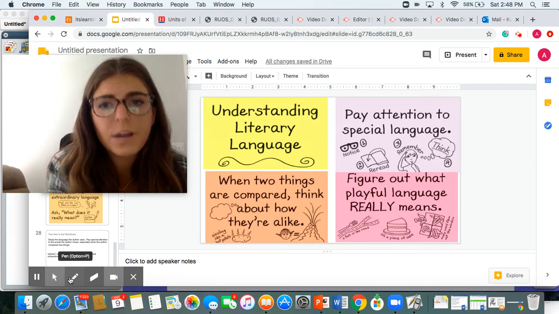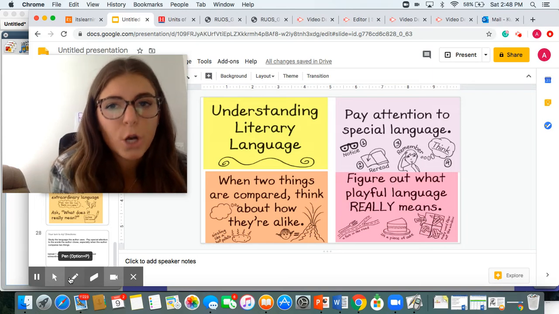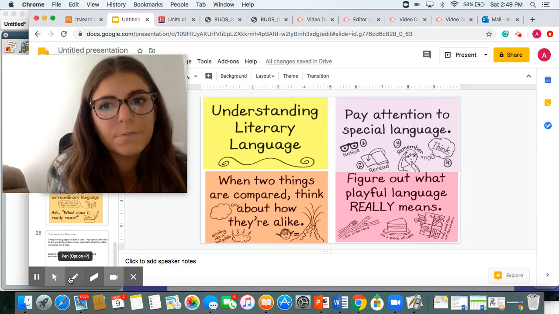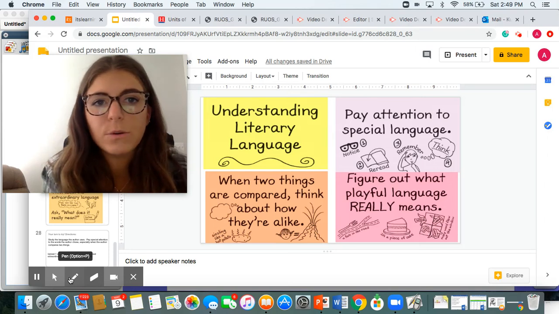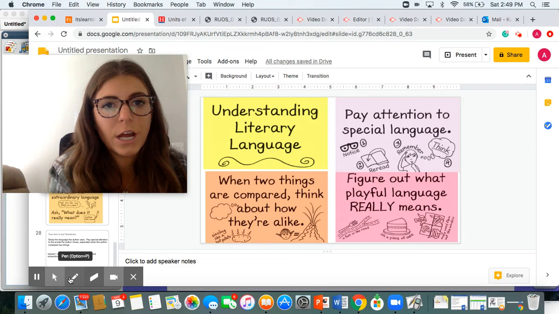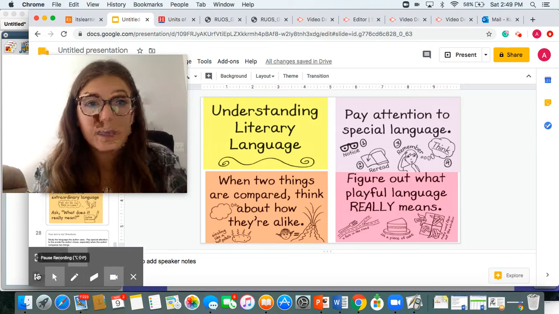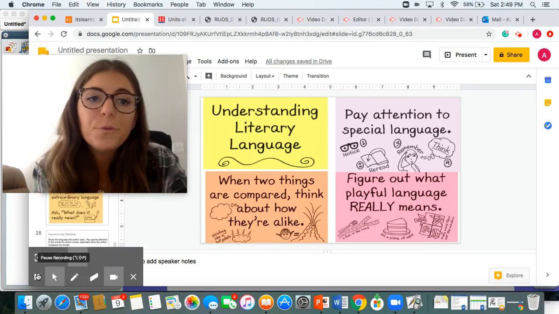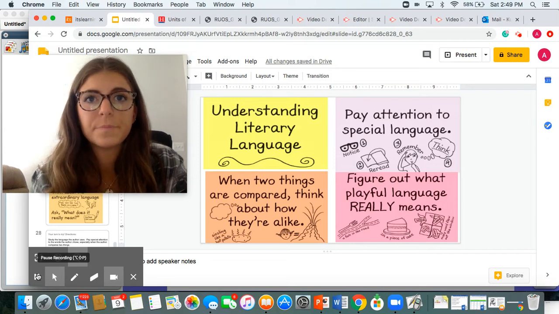And then another strategy was to figure out what playful language really means. The author has a purpose for using that language, so figure out what it means. And again, that was a review of some of the strategies that we've already learned. So here is my question: have you been seeing any of this in your series books that you have been reading?